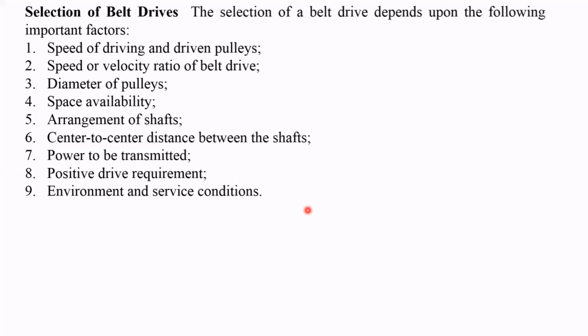And power transmission. Based on the power transmission, we are choosing the belt drive. If we need more power transmission, we should maintain more friction between the pulley and the belt. And one more thing, positive drive. If you want to avoid the slip, we are using timing type belt drives. Based on the environment and service conditions also, we are choosing the different types of belt drives. So selection of belt drive depends on our space availability, power transmission, environment, and according to our application, we are choosing the better belt drive for efficient use.